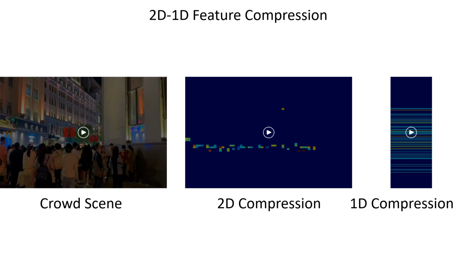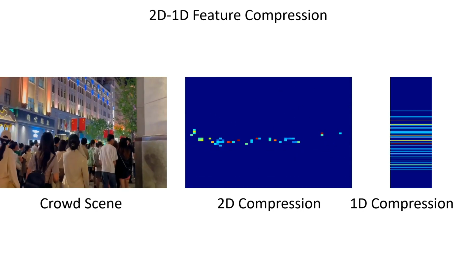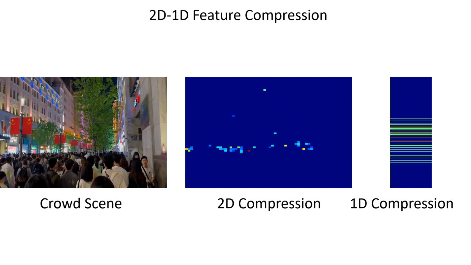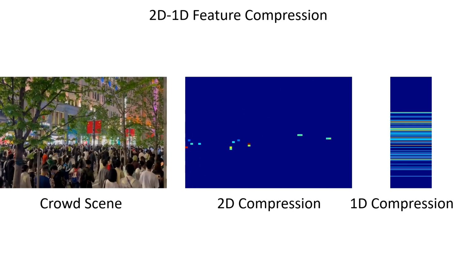Next, we will provide a detailed presentation of our work. First, we introduce a mixed 2D, 1D compression technique to refine output features from detection-based methods for crowd analysis tasks. The principle of 2D compression is to divide the output features into patches of equal size, and then sum up the output features within each patch to obtain a corresponding element.